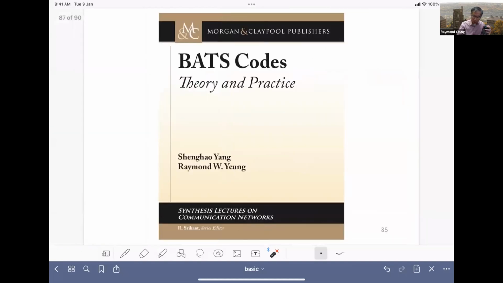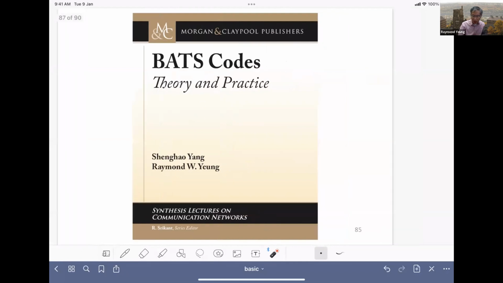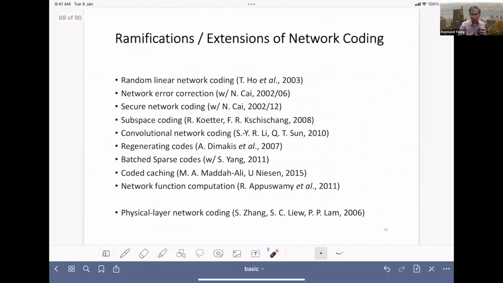And so if you want to probe more into this, there's a monograph that you can look into by Yeung and myself. And so this is the last slide I want to show to end the lecture.